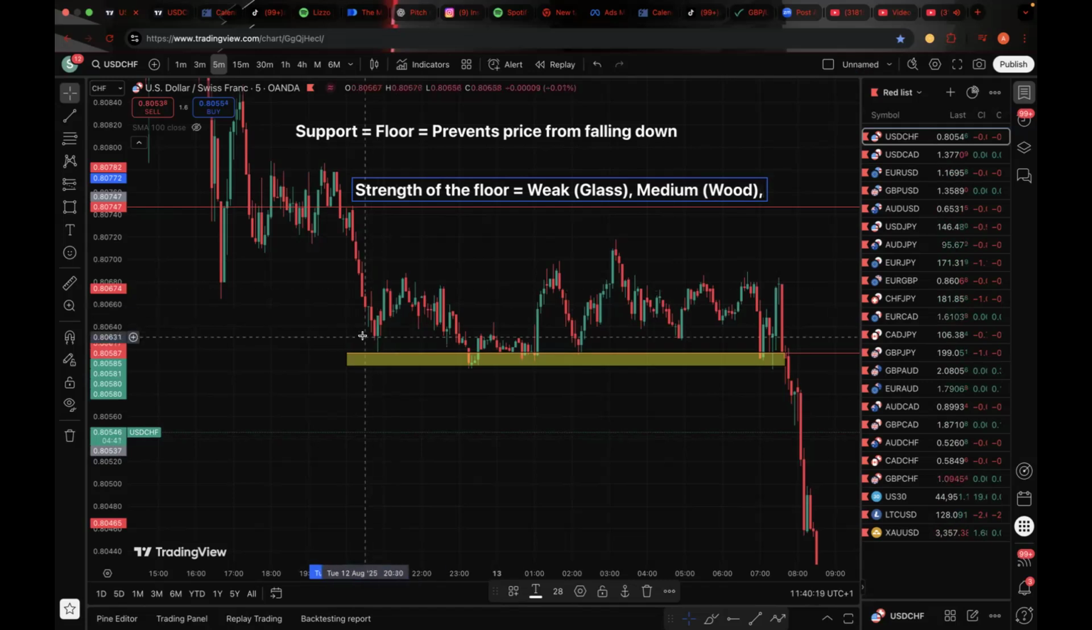If you look at this one, price jumped here first, it did not break. It jumped, jump, jump, jump, it did not break. It flew up, jumped, it did not break. It flew up, jumped, it did not break. Flew up, jumped, before it eventually broke. Yeah, strong support. And that one is concrete.